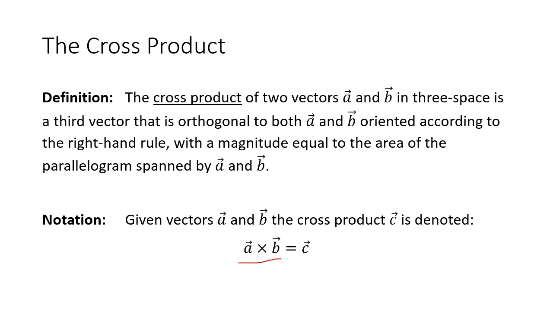Another important thing to notice is, of course, that the cross product results in a vector. So when I do the cross product, my result is a vector, which is different than when we did the dot product, because when we take the dot product of two vectors, that result was just a scalar quantity.